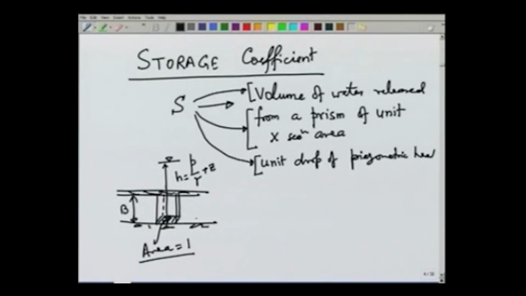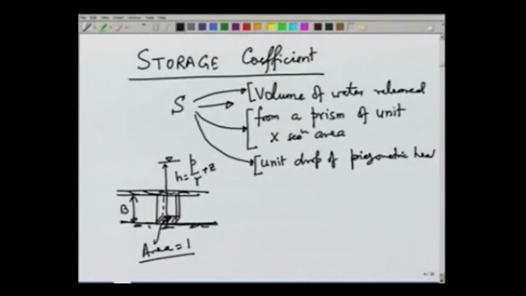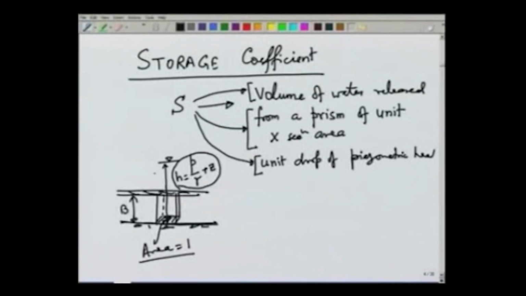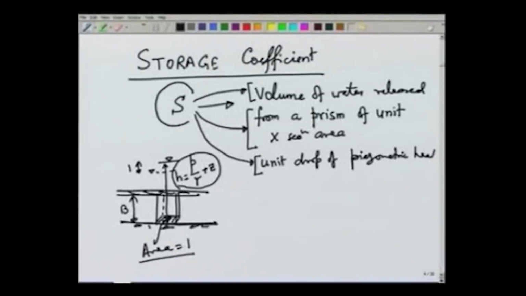The datum can be anywhere. Typically, the datum is taken at the base of the aquifer, that is at the impermeable rock. Now, this is some value of piezometric head, and now if we lower this by a unit amount, how much water will come out of storage? That term is denoted by the storage coefficient S.